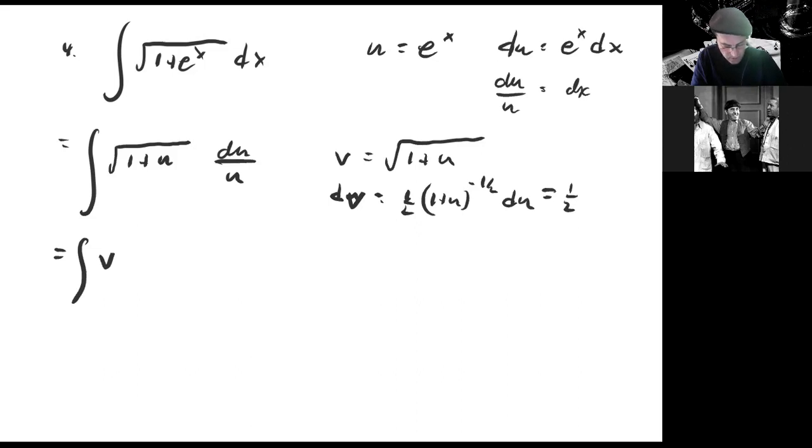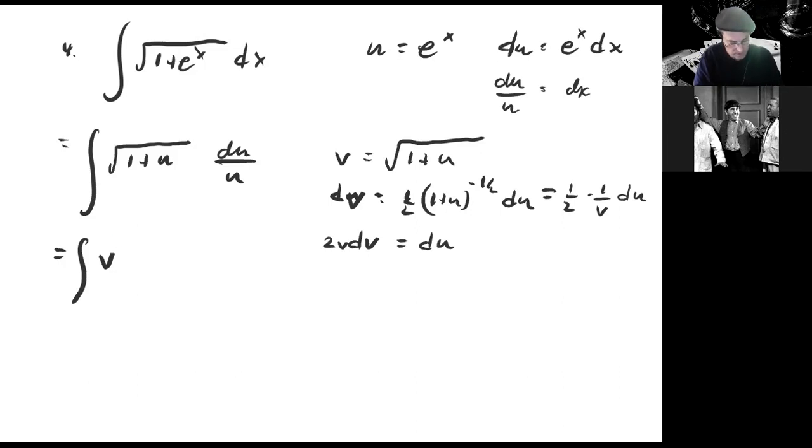So the square root of 1 plus u to the minus 1/2 is actually 1 over v. And so du, I have to get du by itself, right? So I'm going to get this. Therefore, 2v dv equals du. Okay, so we've taken care of the square root of 1 plus u.